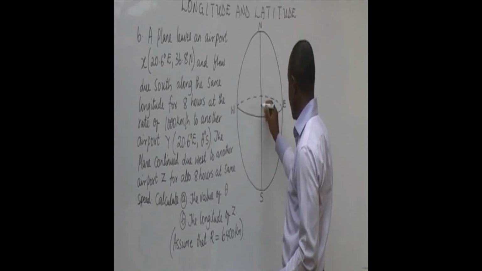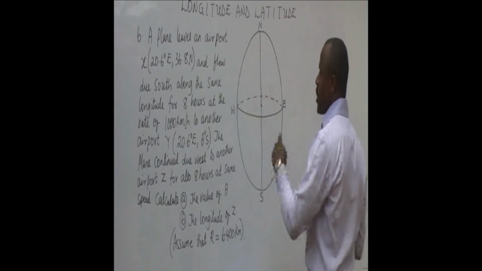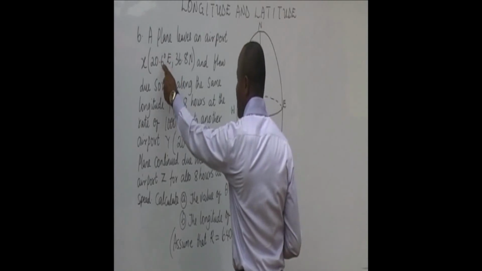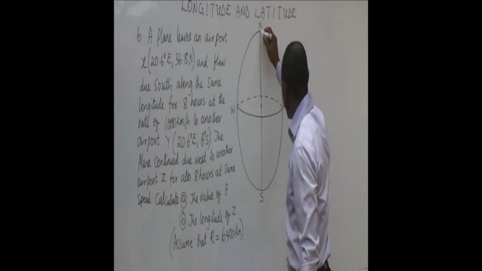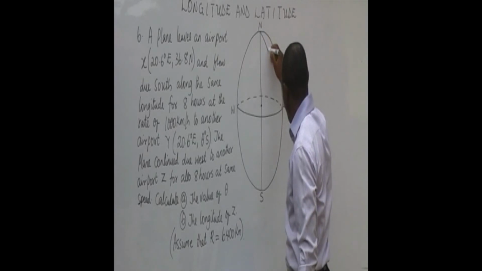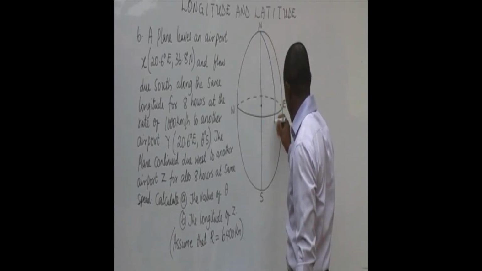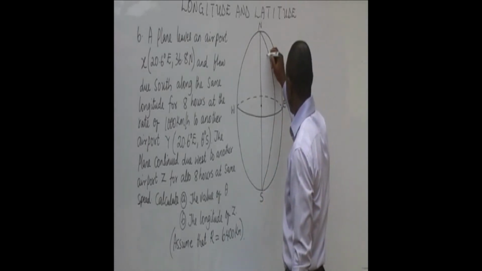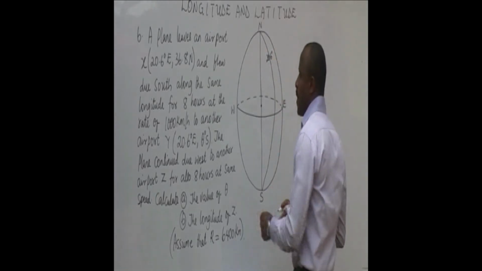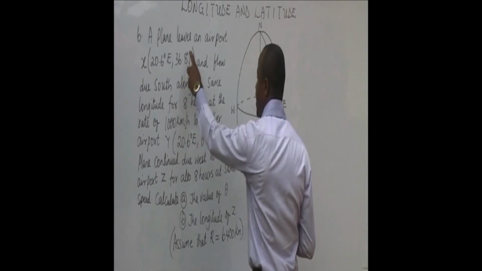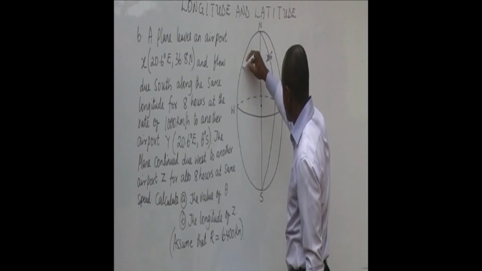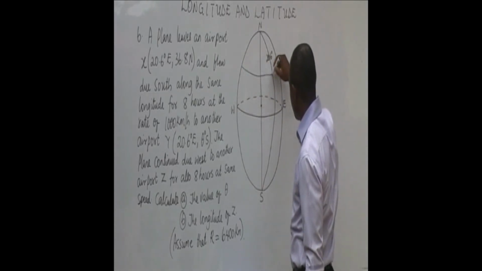So let's get started from here. Let's go back to the question. Airport X, 20.6 degrees east. So there is need to put a longitude on the eastern part of our globe and name it 20.6 degrees, and 36.8 degrees north. There is need to create a latitude in the north.